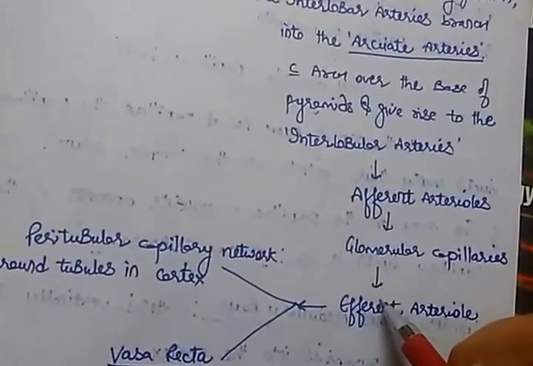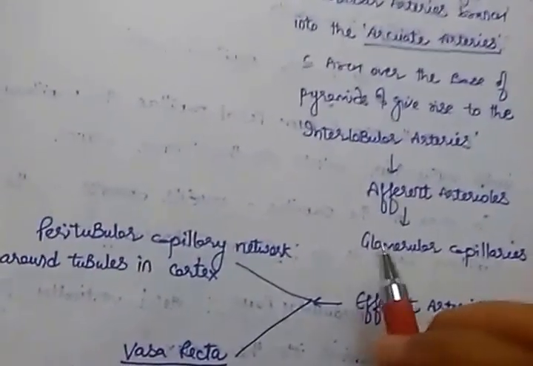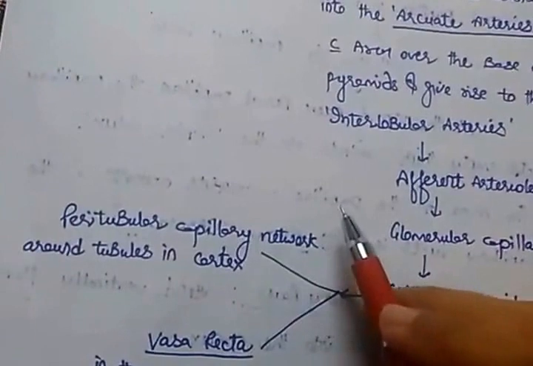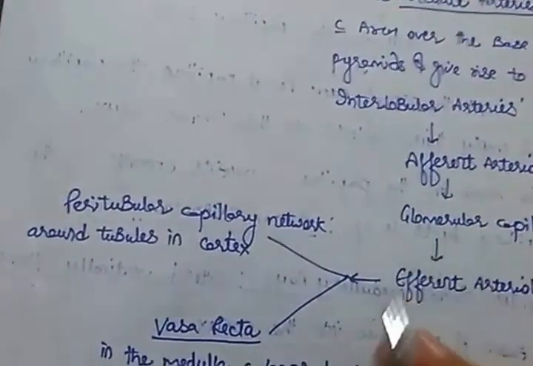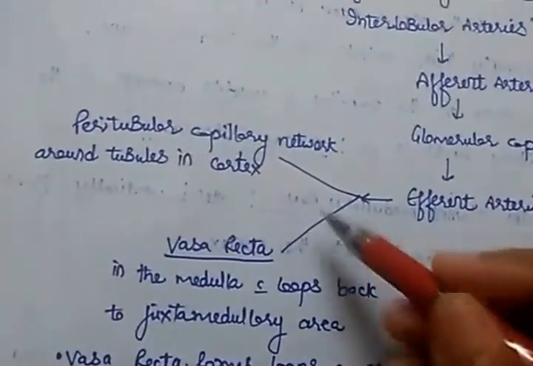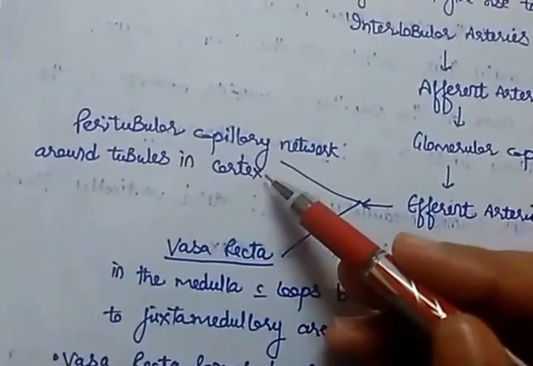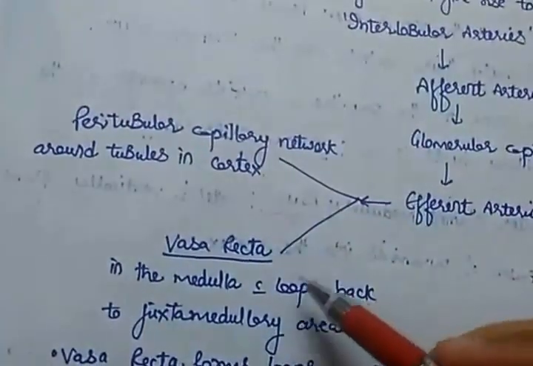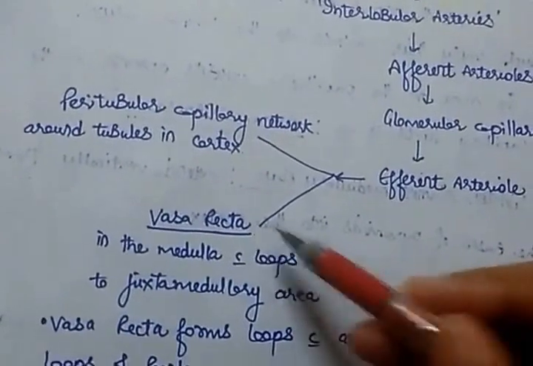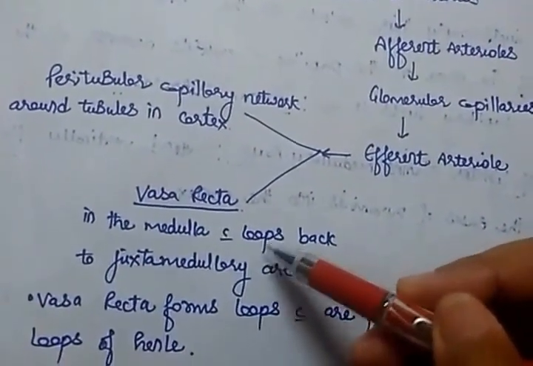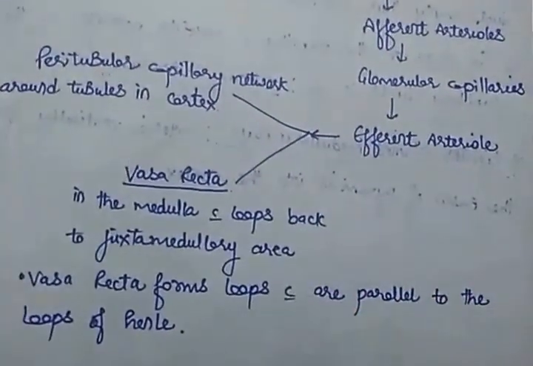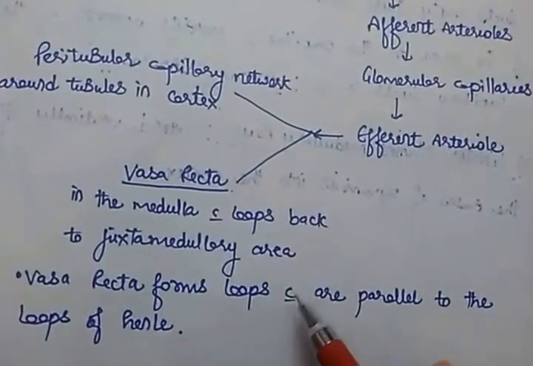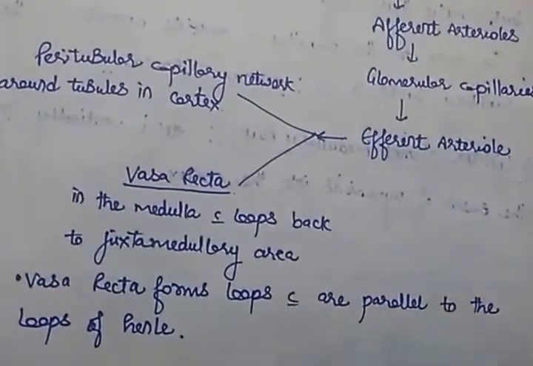From the glomerular capillaries come the efferent arterioles, which then form peritubular capillary network around the tubules in cortex and the vasa recta. Okay, within the cortex they form peritubular capillary network around the tubules and vasa recta in the medulla, which loops back to corticomedullary junction. These vasa recta form the loops which are parallel to the loops of Henle.